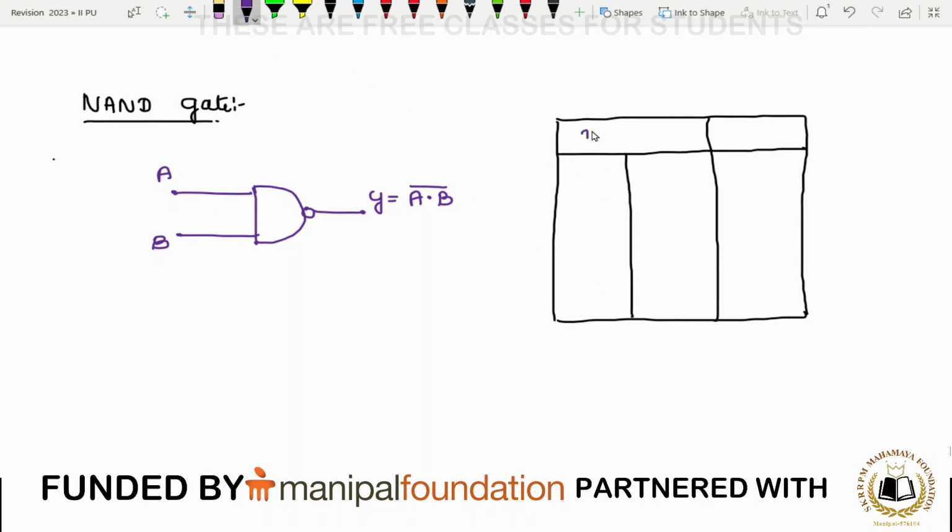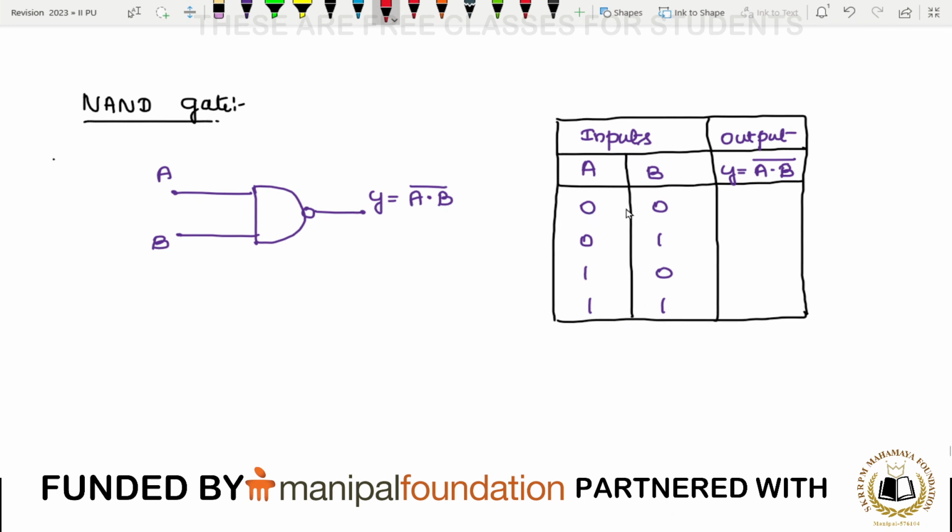So inputs here, and here is the output. Input here A and here is B. So it becomes what here? A dot B bar. So 0 0, 0 1, 1 0, 1 1. These are inputs. So what output is possible?